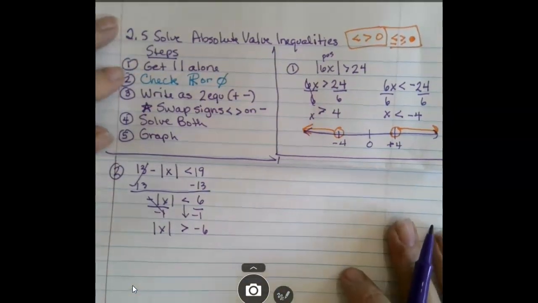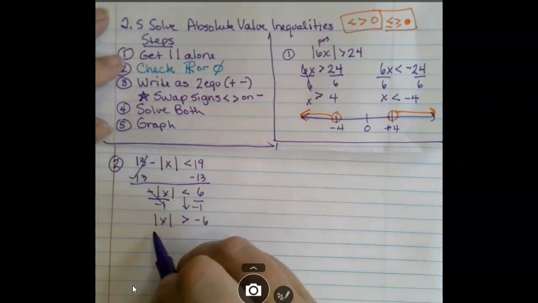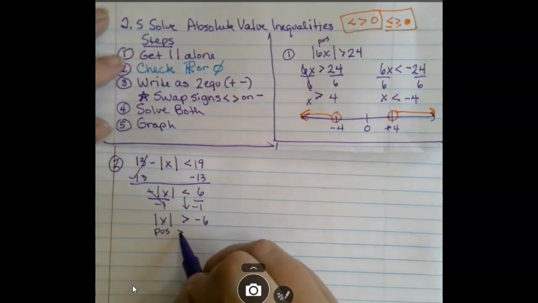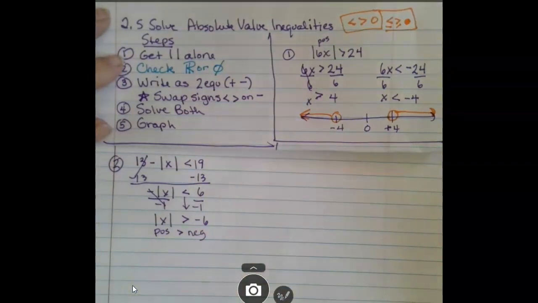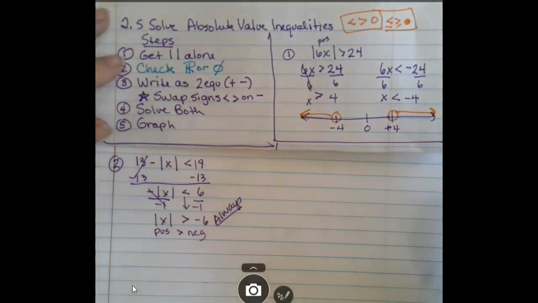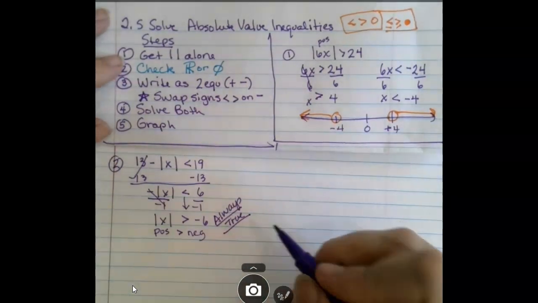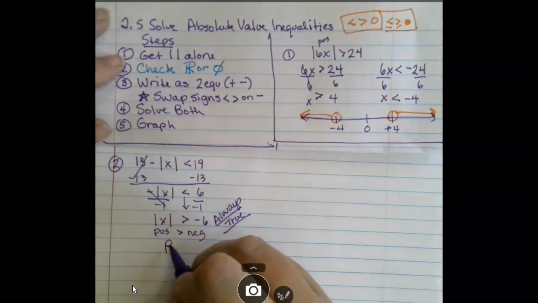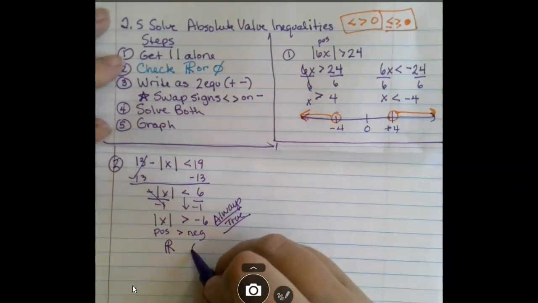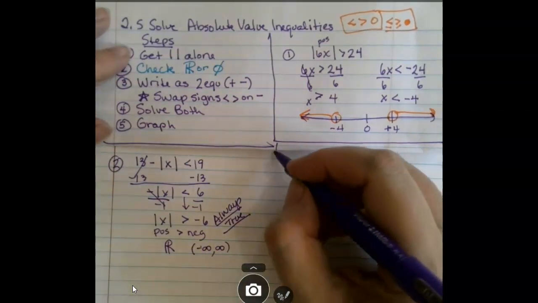Now step 2 says check for real numbers or no solution. So here I have a positive is greater than a negative. Well, when is a positive going to be greater than a negative? Well, that's always. If it's always true, then the answer is all real numbers. Or if I wanted to write it the other way, I could write it like this: negative infinity to infinity. All right.